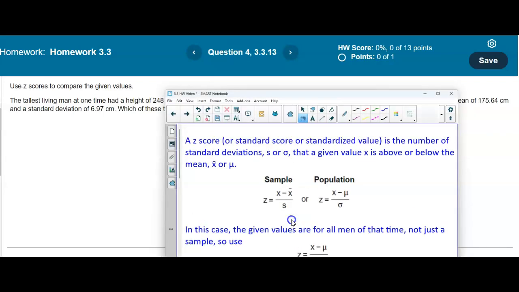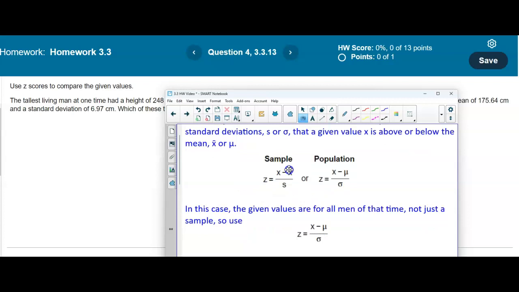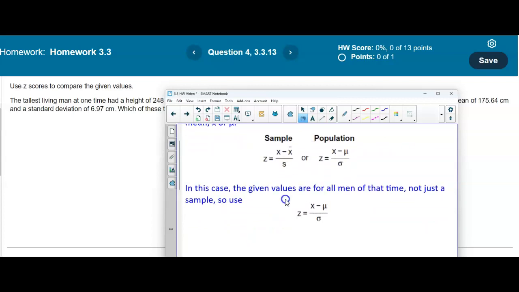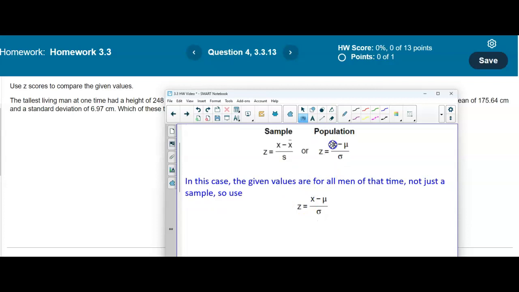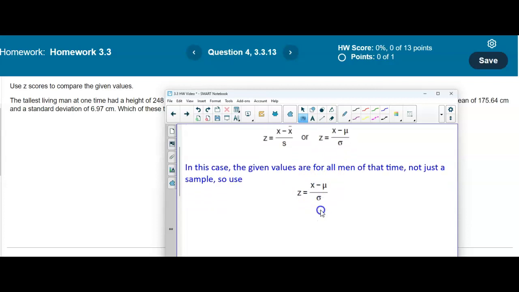Okay, so first and foremost, a z-score, or standardized value, is the number of standard deviations that a given value x is above or below the mean. So we have our sample formula and our population formula. In this case, the given values are for all men at that time, not just a sample. So therefore, we're going to use the population z-score.